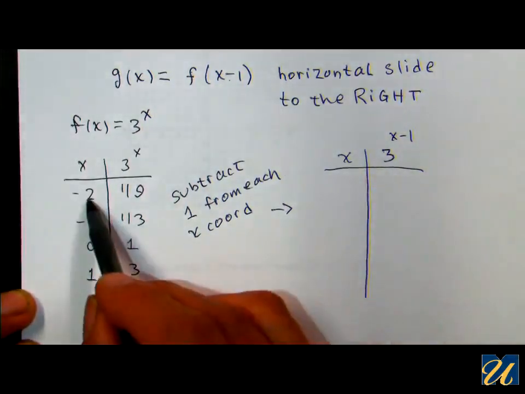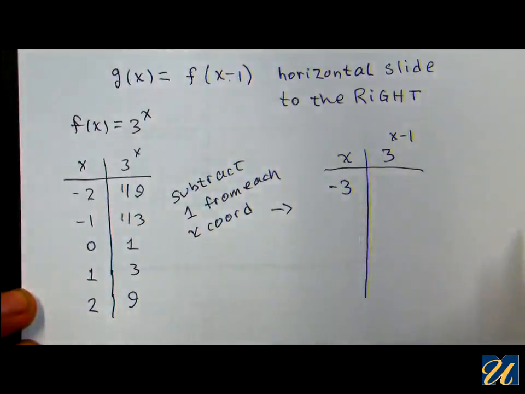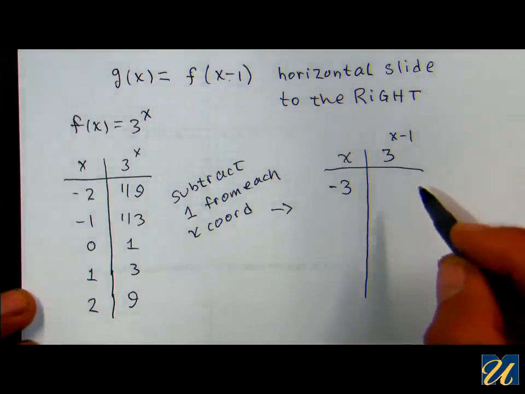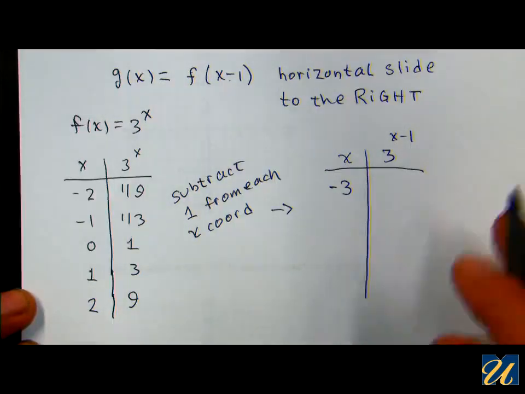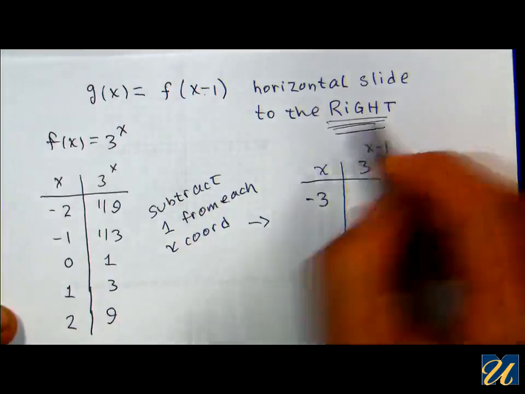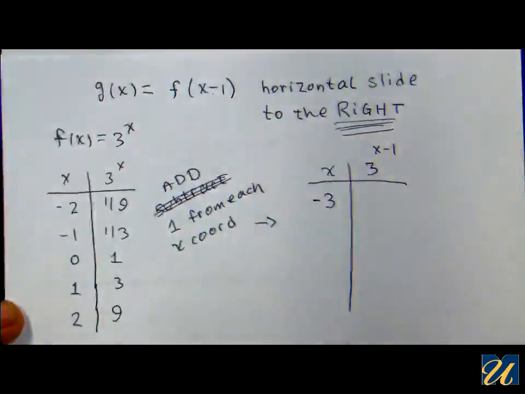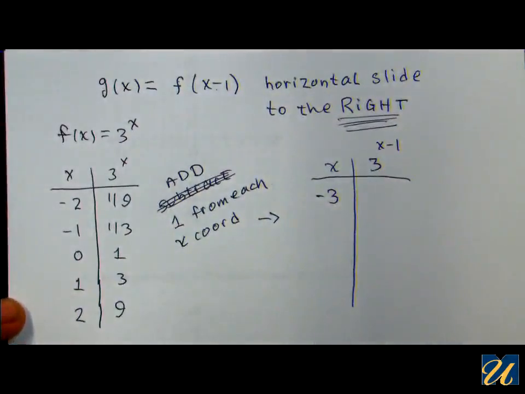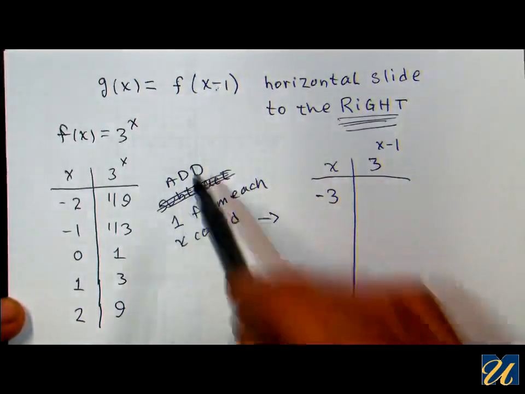So if we subtract 1 from negative 2, we have negative 3. Horizontal slide to the right. I'm going to add, whoops, that's a big mistake. This is a slide to the right, so we are going to add 1 to each x coordinate. I made the rookie mistake of seeing the minus sign and saying subtract.